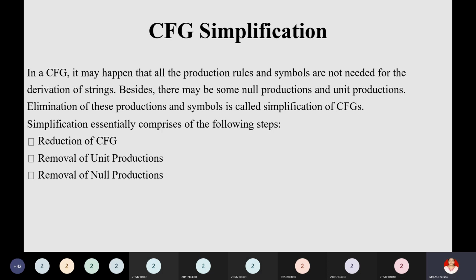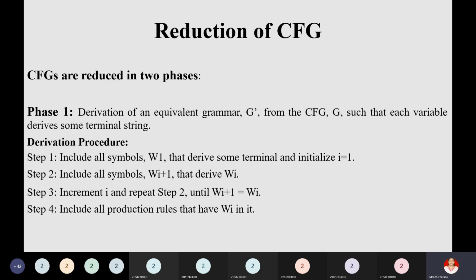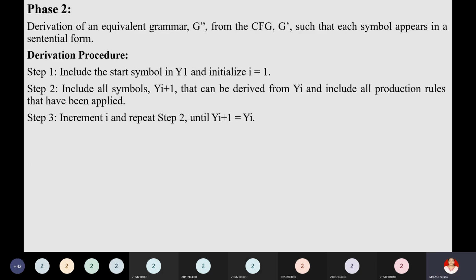Then we have seen the simplifications of CFG. There are three steps: reduction of CFG, removal of unit production, removal of null production. So first we have discussed reduction of CFG. CFG are reduced in two different phases. In the first phase you will be checking whether the given non-terminal is a generating symbol or not. Generating in the sense that it is able to derive some string of terminals or not, including epsilon. In the second phase, we'll be checking whether it is reachable from the start symbol or not.